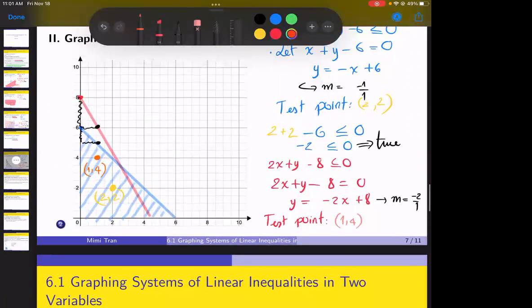When you plug it into the original, what do you see? 2 times 1 is 2, plus 4 is 6. 6 minus 8 is -2. -2 is still less than or equal to 0. It's true. Oh, I was looking at the less than or equal to sign. Oh, okay. Yeah.